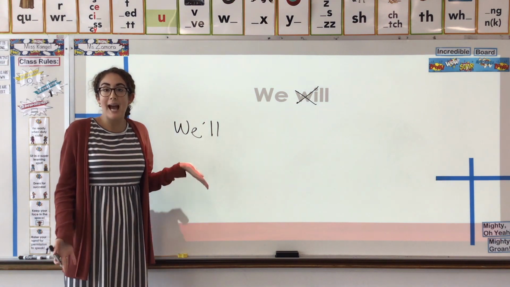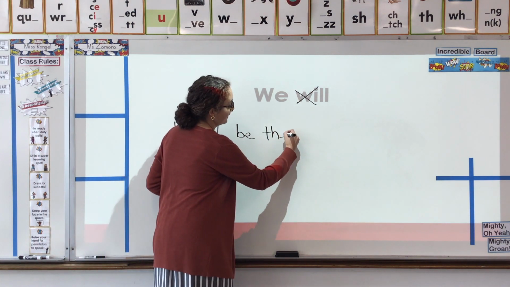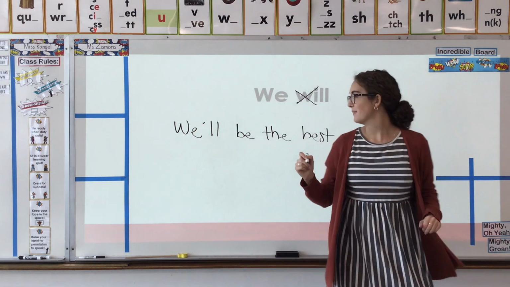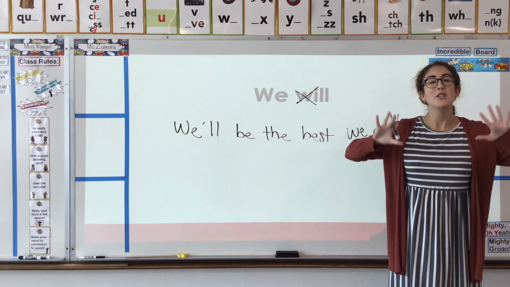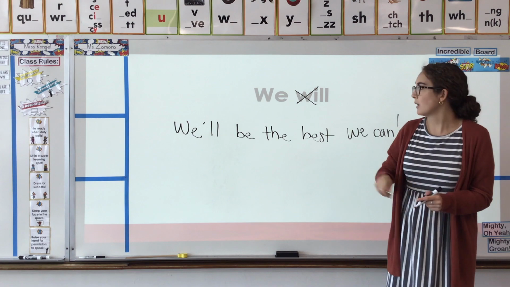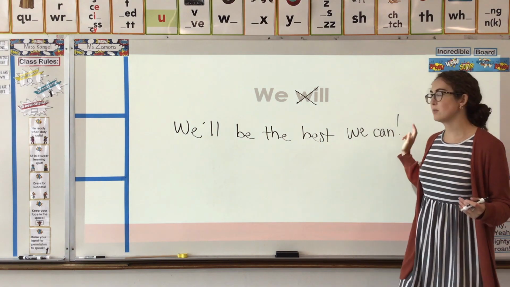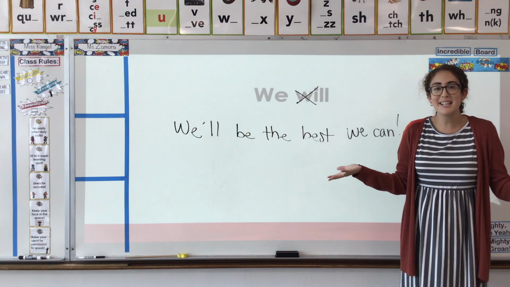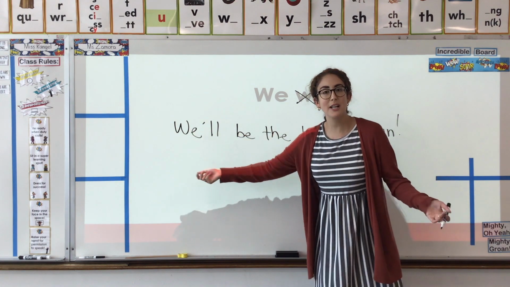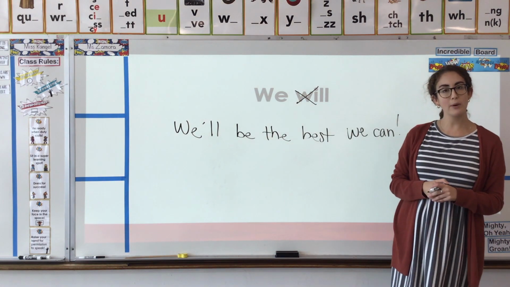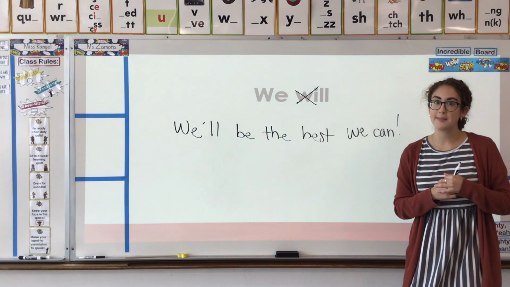So I want to keep writing after my contraction. We'll be the best we can. Exclamation point. So I just wrote a sentence with a contraction. We will be the best we can, or we'll be the best we can. I just made up this sentence and it went with my contraction. And I was able to show that I can use a contraction within a sentence when I'm writing, because that's our goal today. So let's see if we can work on another one.